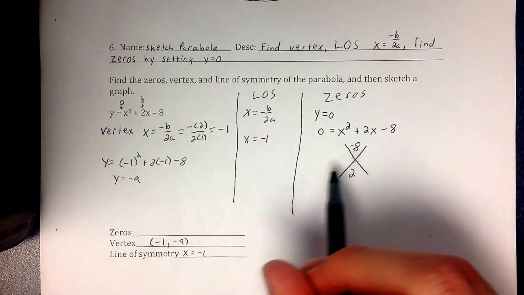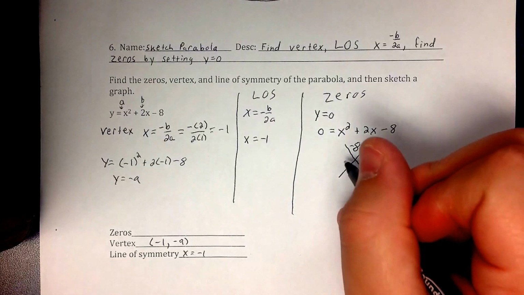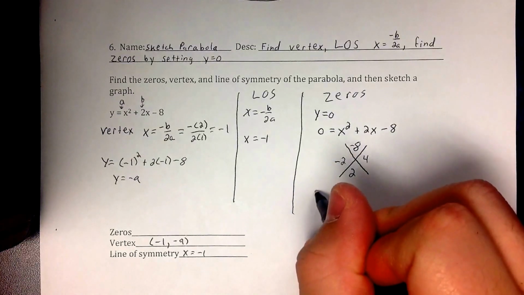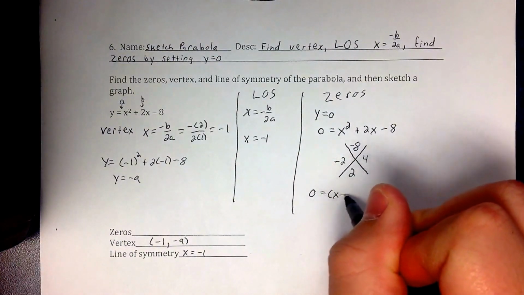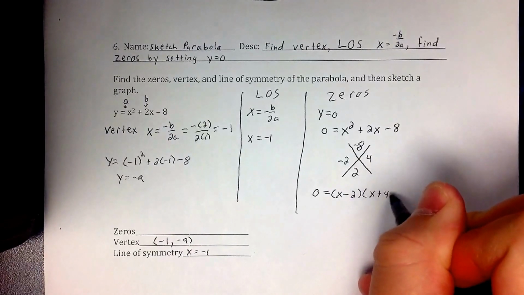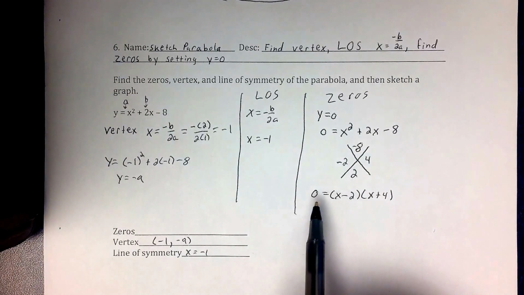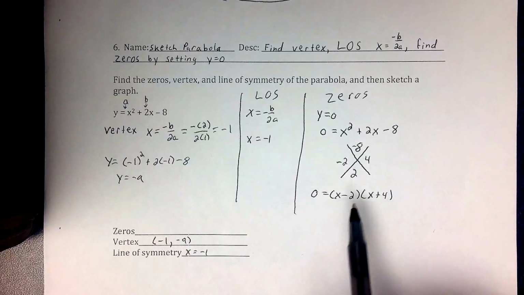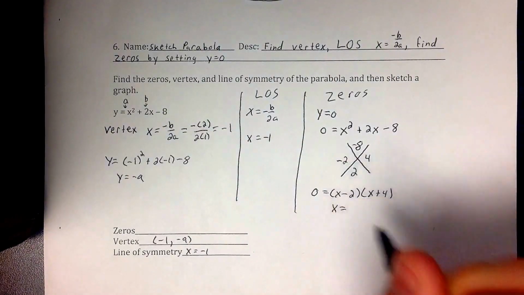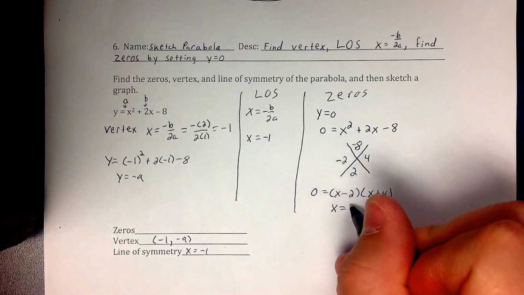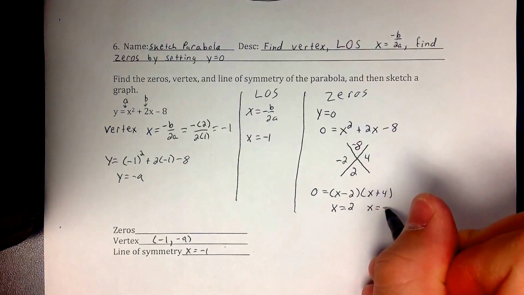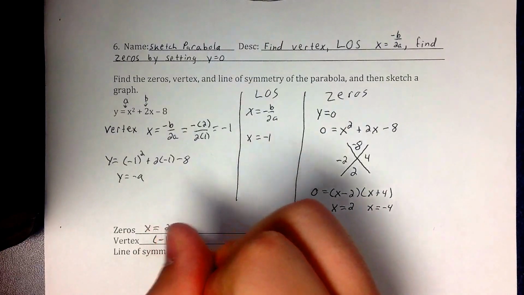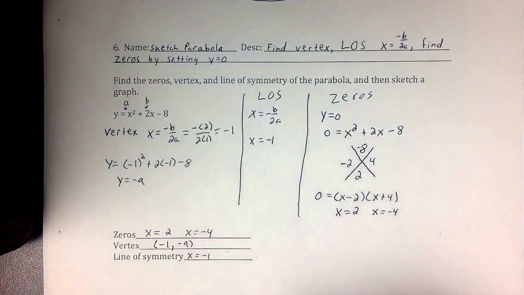Again, two numbers that multiply to get negative 8 and add to get 2 would be negative 2 and 4. So that would give me 0 equals x minus 2 times x plus 4. Now since this is set equal to 0, the answers are going to be what makes each parenthesis 0, which again is a way of saying x is going to equal the opposite of what's inside the parentheses. So the opposite of negative 2 is positive 2. The opposite of positive 4 is negative 4. So my two zeros are x equals 2 and x equals negative 4.